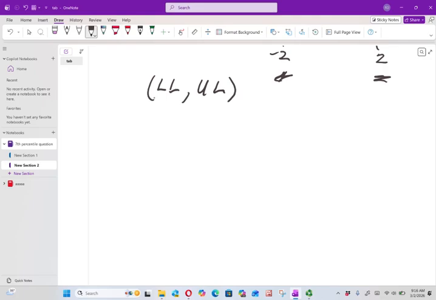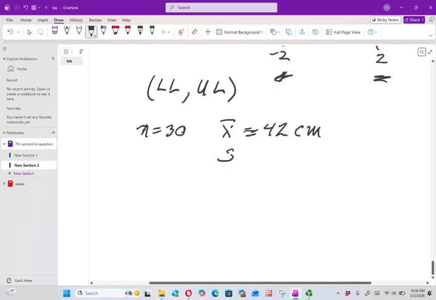So I can tell you how to do this, but not what to do with it. Suppose we have fish. We get 30 fish, and our mean is a length of 42 centimeters. We get these fish, we get the mean, and we get the standard deviation. And the standard deviation is 20.